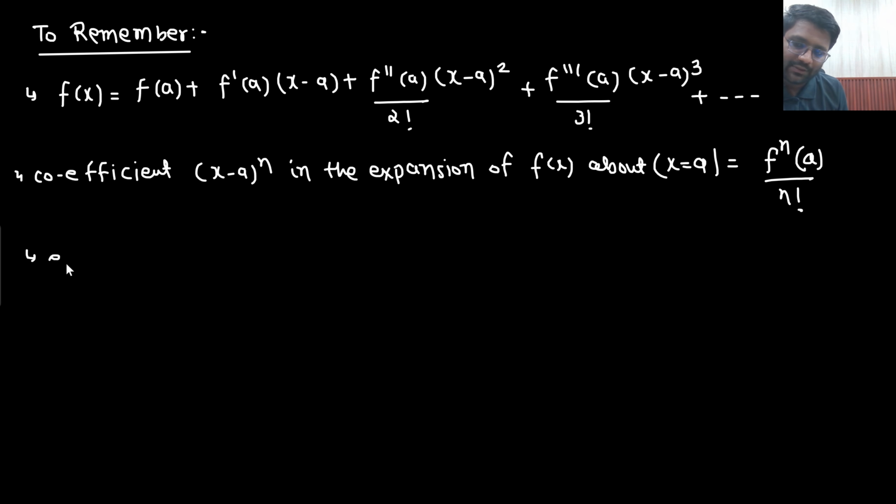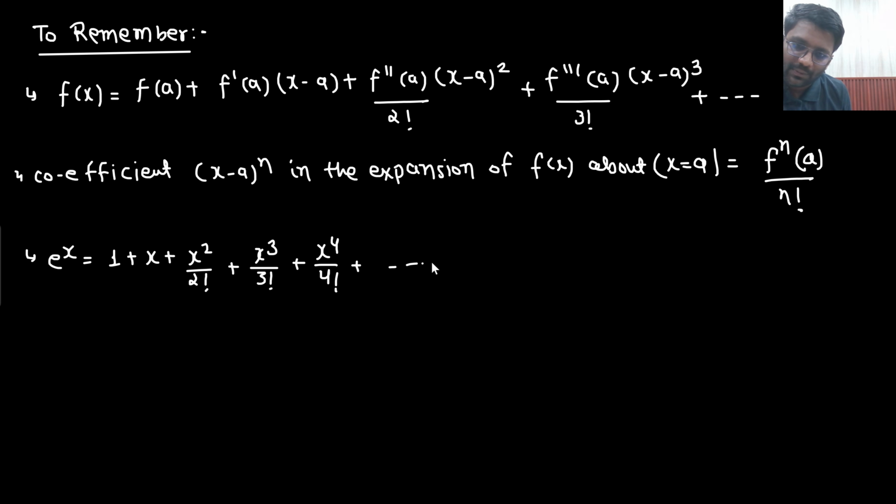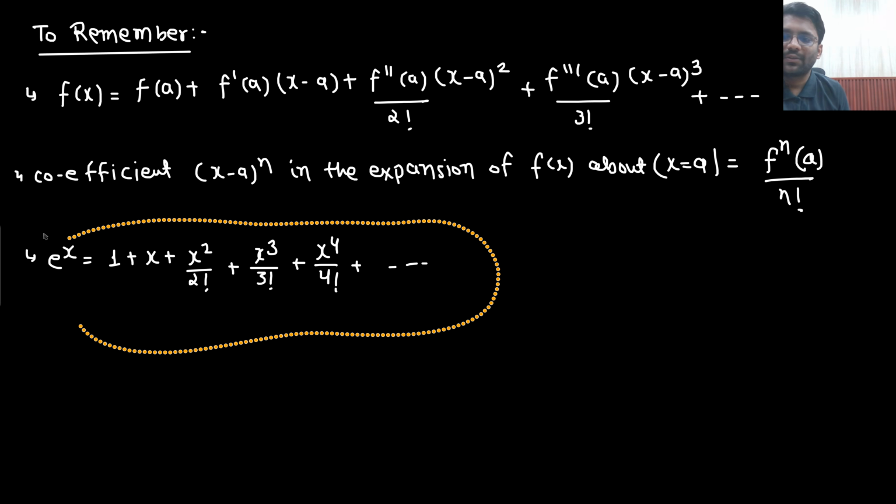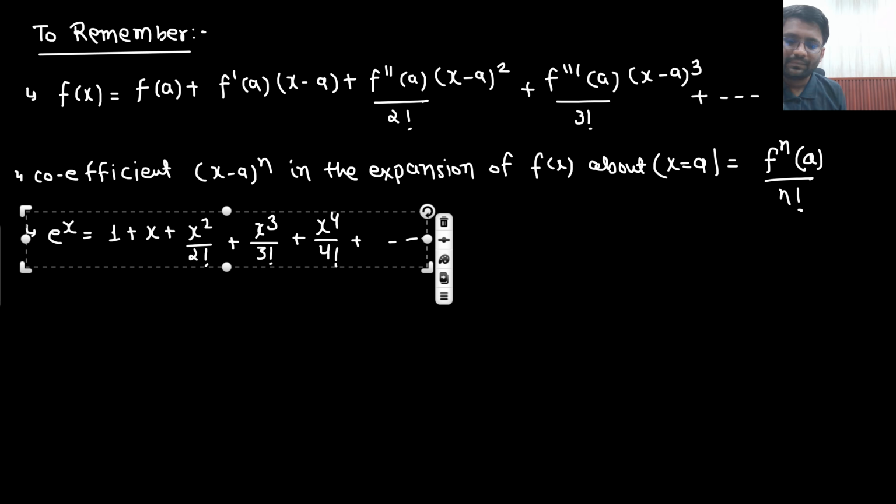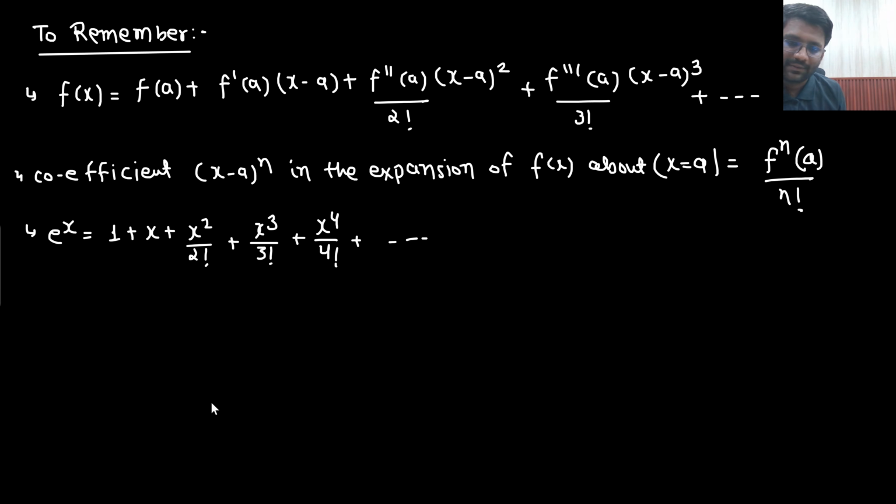Third, I asked you to remember some standard expansions. That will be e to the power x: 1 plus x plus x square by 2 factorial plus x cube by 3 factorial plus x to the 4 by 4 factorial and so on. This is the expansion that I am asking you to remember. Then next, expansion of sin x. Plus minus rule is followed.